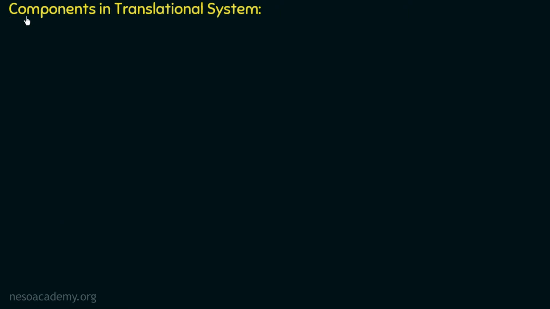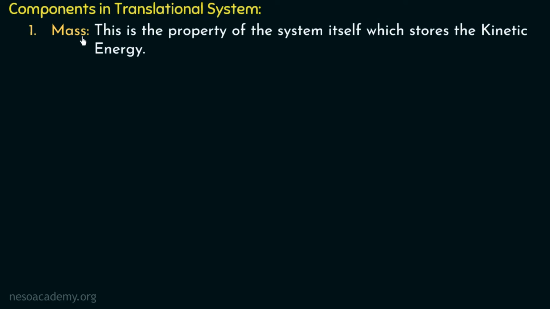Moving on to the components or the elements which are present in translational mechanical system, we can say there are three components. The first component is mass. This is the property of the system itself which stores the kinetic energy. And due to the presence of this component, a system opposes the change in its position or constant velocity. The mass of a system is represented by a letter m.